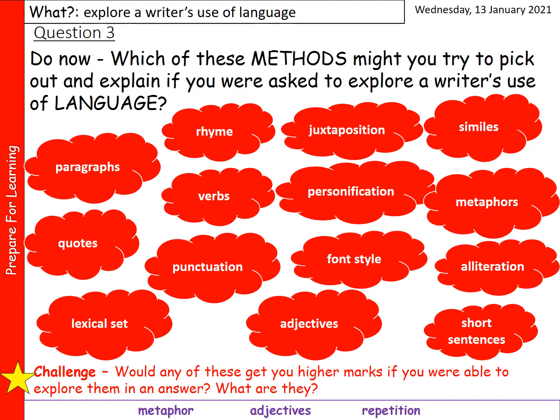There's a challenge there for you to consider which, if any, of these would get you higher marks if you were able to explore them in an answer. Like, which ones do you think would be the most worthwhile to really be hitting those top marks? So pause the video now to give yourself a chance to get those down and come back when you're ready.